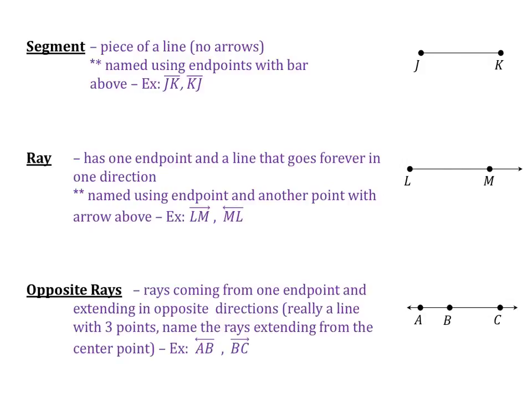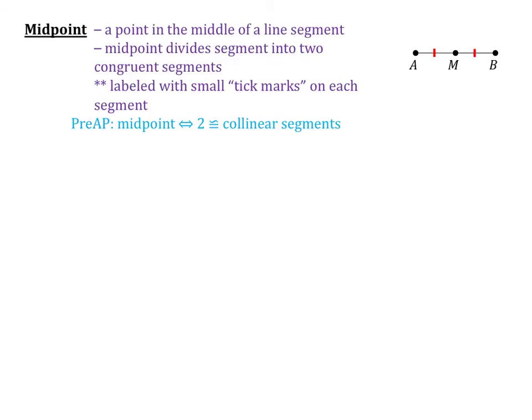Next we have opposite rays. Opposite rays are rays coming from one endpoint and extending in opposite directions. So to my right, both rays are coming from B and then extending in opposite directions. Really, this looks like a line with 3 points on it. And when we name them, we'll name AB, again with the arrow above A and the point above B, and BC with the point above B and the arrow above C.